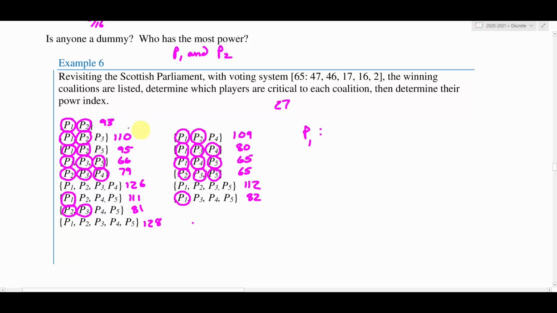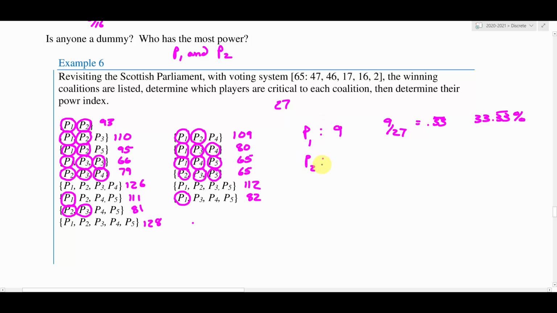Okay, so I'm just going to count up the number of times that player 1 was critical. So we got 1, 2, 3, 4, 5, 6, 7, 8, and 9. So 9 times player 1 was critical. So that is 9 out of the 27 times that anyone was critical. And if you reduce that to a decimal, you'll get 0.33 repeating, which means 33.33% of the total power belongs to player 1.